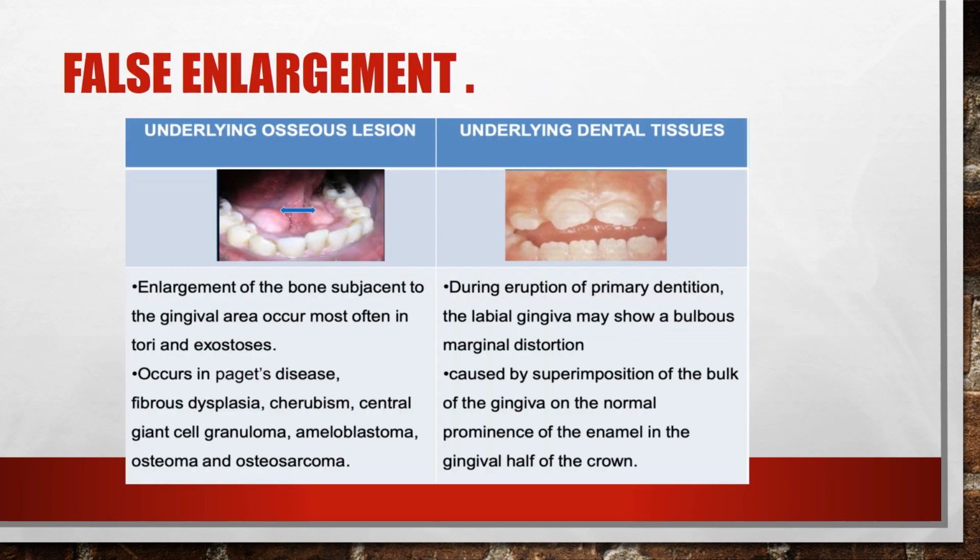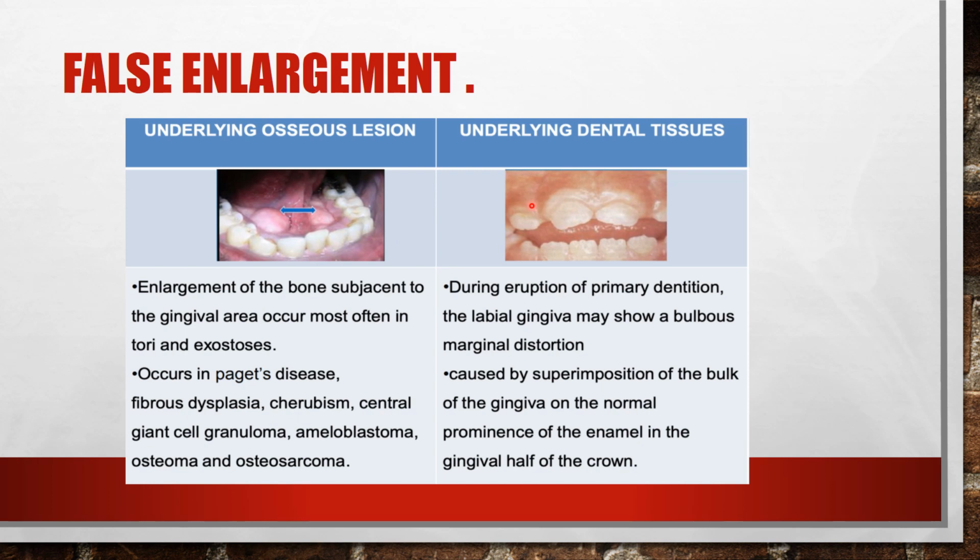Then coming to the false gingival enlargement, that is not a true gingival enlargement. Some factors cause abnormal clinical features which show as a massive increase in the size of the area. It could be due to an underlying osseous lesion or underlying dental tissues. The first one, the osseous lesion, could be tori or exostosis. This can be seen in diseases like Paget's disease, fibrous dysplasia, cherubism, and central giant cell granuloma. In all these you can see tori or exostosis which appears as gingival enlargement.